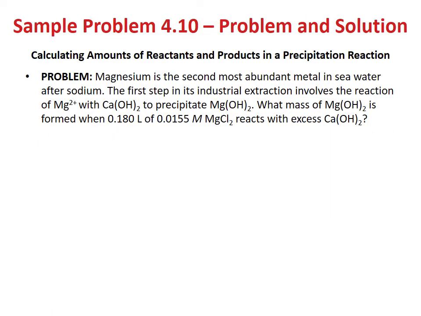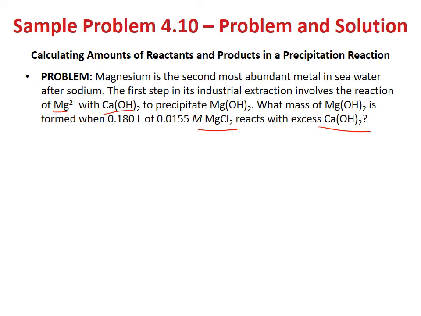Sample problem 4.10. Magnesium is the second most abundant metal in seawater. The first step in its industrial extraction involves the reaction of magnesium ion and calcium hydroxide to precipitate magnesium hydroxide. What mass of magnesium hydroxide is formed when 0.18 liter of 0.0155 molarity magnesium chloride reacts with excess calcium hydroxide?